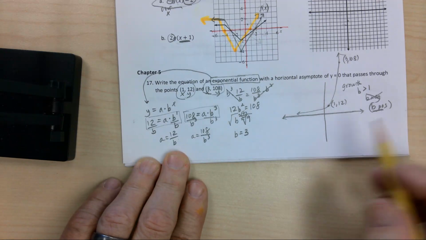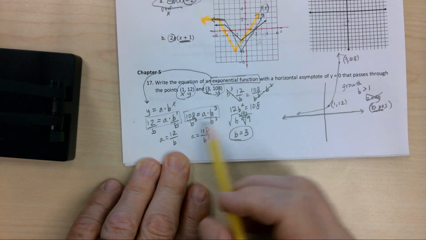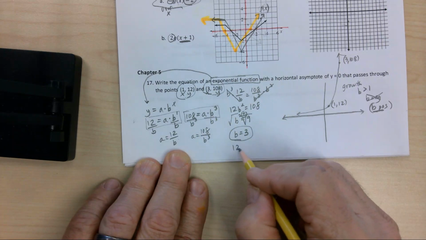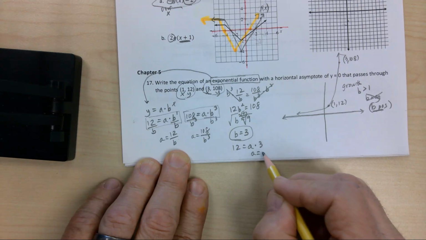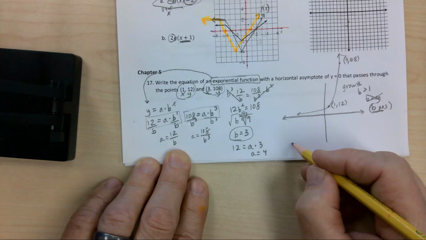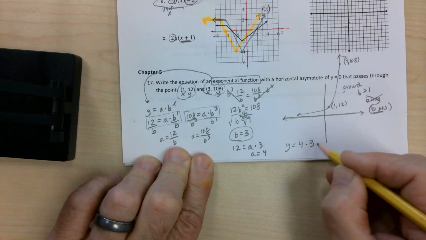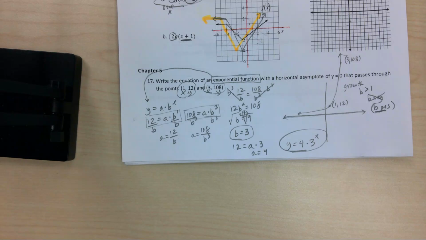All right, well, now that we've found B, we can stick it in here and figure out what A is. The original was 12 equals A times B, which is 3. We can see that A is 4. So, grand finale, Y equals A times B to the X. Growth. Yeah, interesting. All right, give me a second.